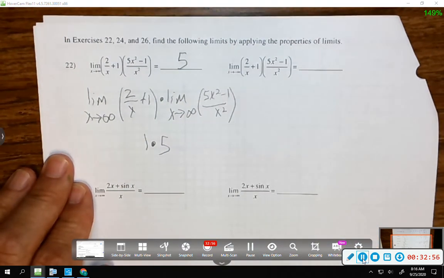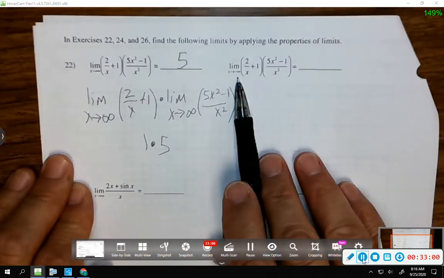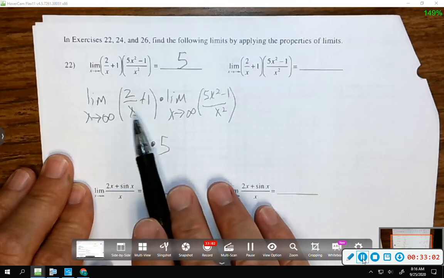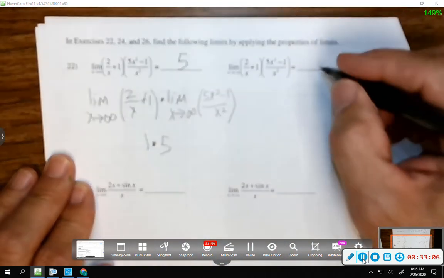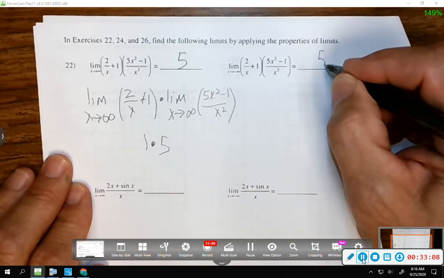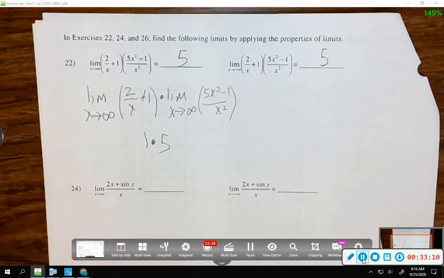Now, is that going to change when we're going to negative infinity? No, it's not going to change. That's still going to go to 0. This is still going to go to positive 5. So this is going to be 5 over here as well. Are there some that will make a difference? I don't know. Let's see.